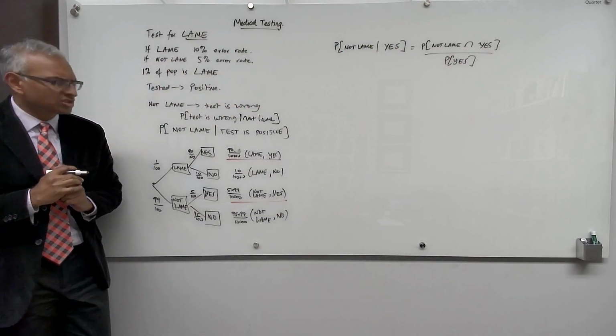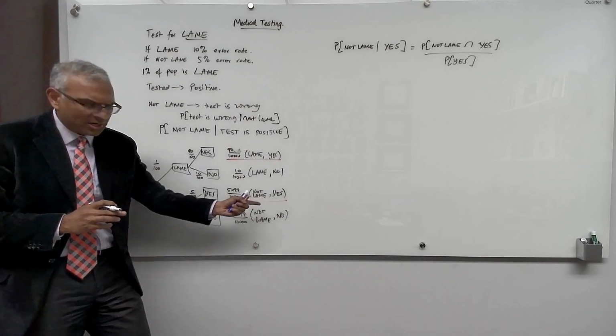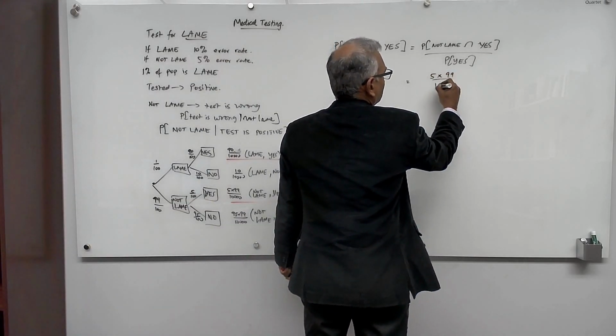Now we need to compute those individual regular probabilities. The probability of not lame and yes. So not lame and yes is just one outcome. 5 times 99 over 10,000. So this is 5 times 99 over 10,000.